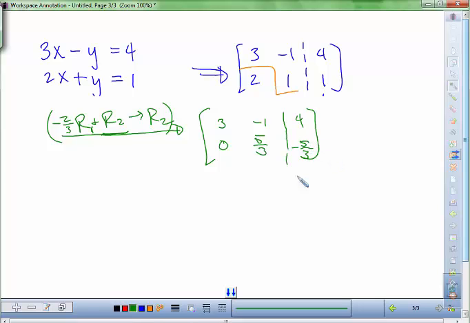Okay. And now that it's in row echelon, it's not reduced, it's just plain row echelon, we can transform this back into a system. 3x minus y is equal to 4. 5/3 y is equal to negative 5/3. And then we can go ahead and solve for y by doing a back solve or back substitution. Yeah?